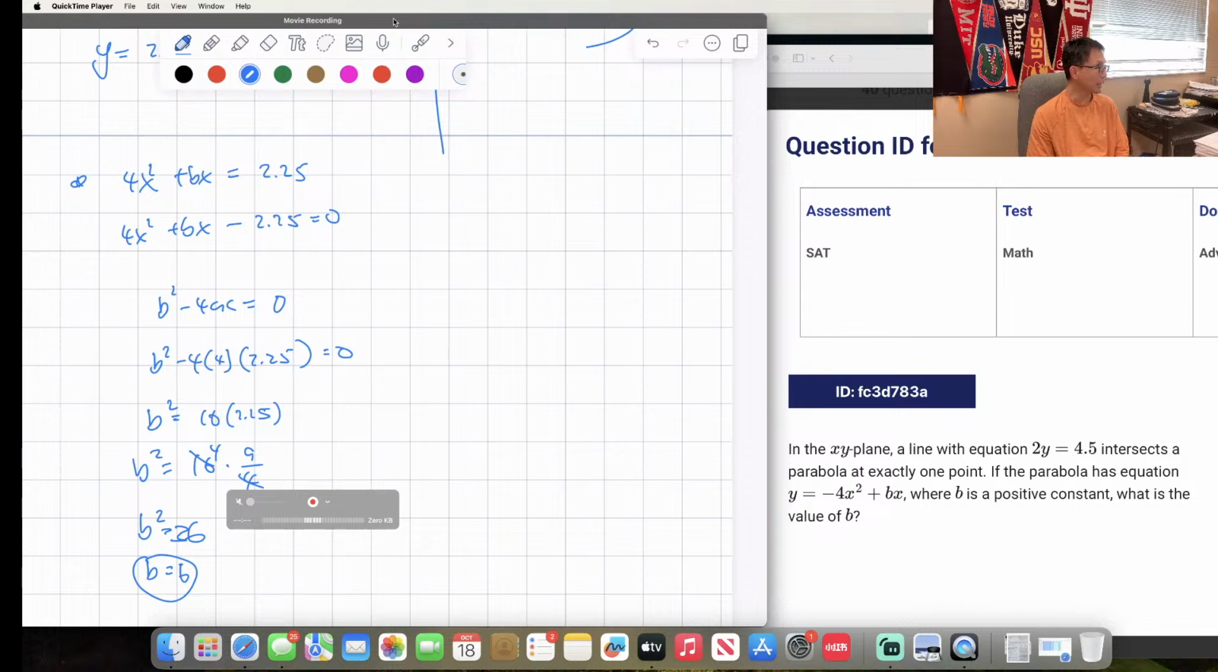How many of you understand what I did? If you don't understand, just raise your hand. Okay, Ashley, what don't you understand? This one? That's the discriminant. Last week we talked about how if the discriminant is equal to 0, that means one solution. Are you following me? Yes.